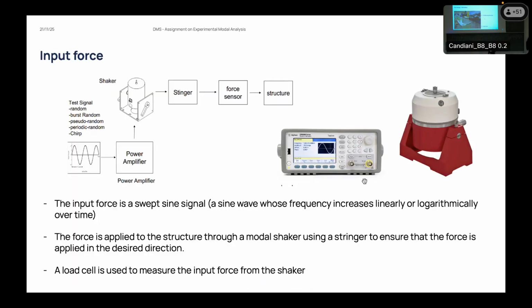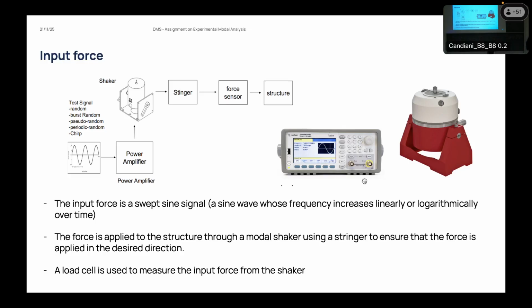Some more details about the way we are generating the input. As I was saying, the input force is a swept sine signal, that is actually a sine wave in which you are varying linearly or logarithmically the circular frequency, and then you are applying the force to the structure through a so-called shaker that is able to ensure that the force is applied in the desired direction. Obviously, everything in this kind of scheme works if you are able to apply a harmonic vertical force. So you must be sure that it is a harmonic force applied in the vertical direction.